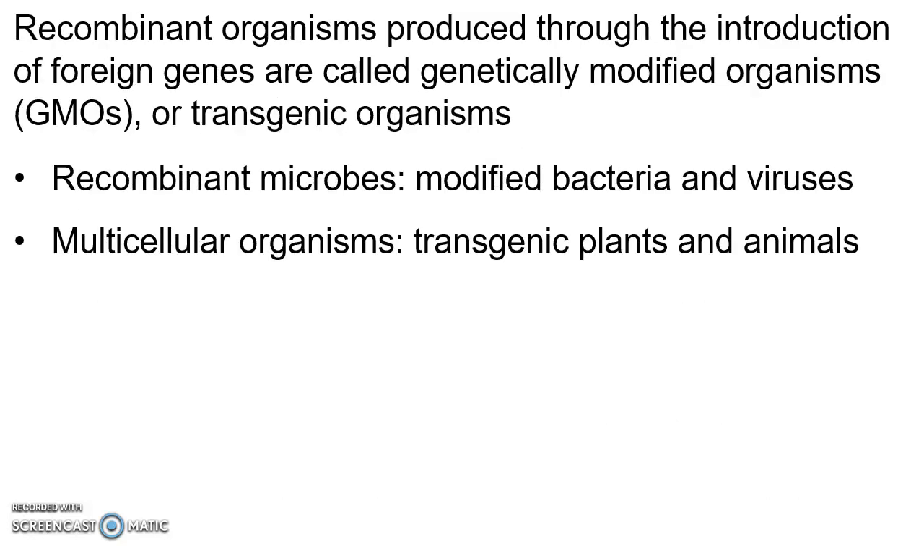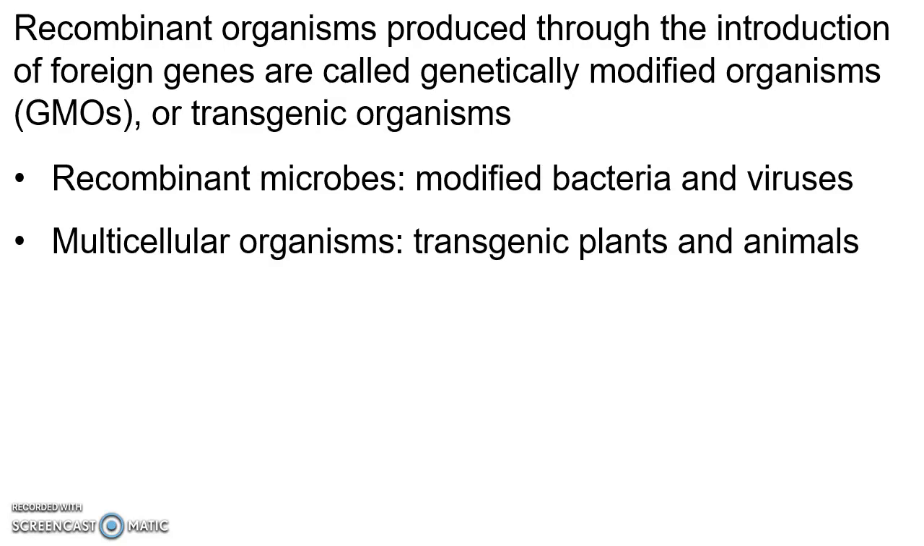Okay, so this brings us to section 10.3. And in this section, we're talking about genetically modified organisms, also known as GMOs. Genetically modified organisms or recombinant organisms are any organisms that are produced by introducing genes from other organisms or foreign genes into their genome. The most common way that you'll hear them talked about is called GMOs. They're also called transgenic organisms.